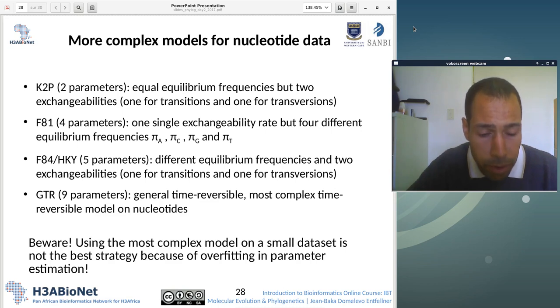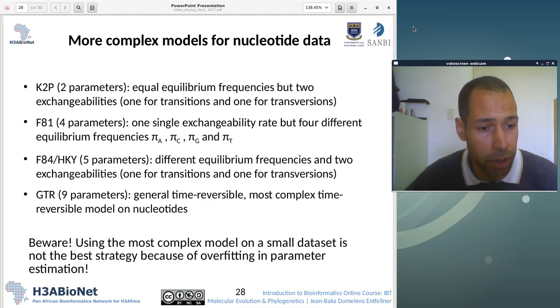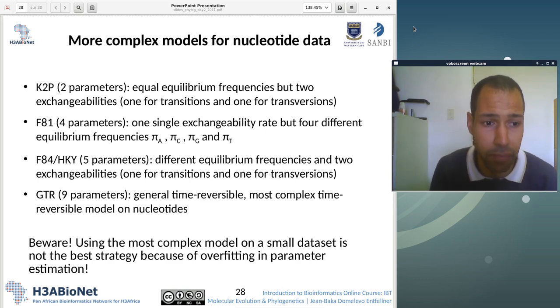So when we say free parameters, it's the number of parameters minus the number of constraints linking these parameters between them. Okay, so here we have 3 free parameters for the equilibrium frequencies plus 1 exchangeability rate, so it's 4 free parameters. F84, HKY, HKY for the name of 3 Japanese researchers, Hasegawa, Kishino, and Y for Yamamura, or something like this. 5 parameters, so different equilibrium frequencies and 2 exchangeabilities. So it adds 1 parameter compared to F81, and GTR stands for General Time Reversible. That's the most complex time reversible model on nucleotides, and it has 9 parameters.